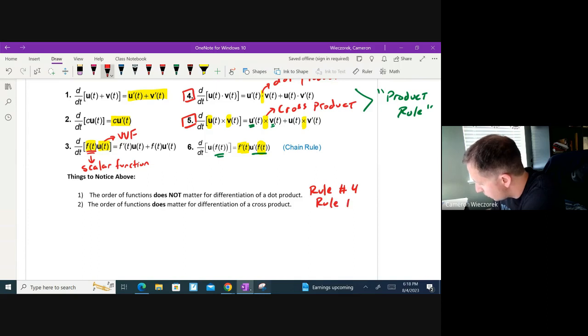Okay. And these are just a couple notes about rule number 4 and rule number 5 that I mentioned. Okay. For the dot product, the order of the vectors doesn't matter. For the cross product, it does. So just be careful with that. Okay.